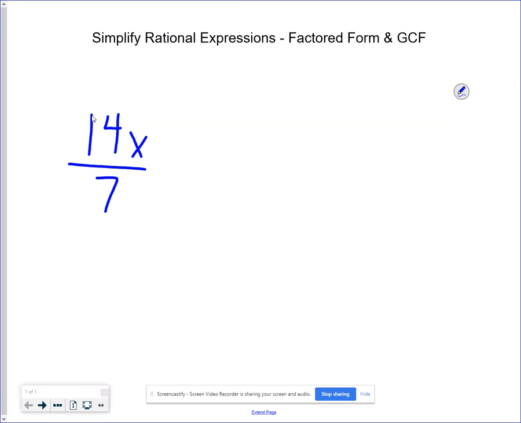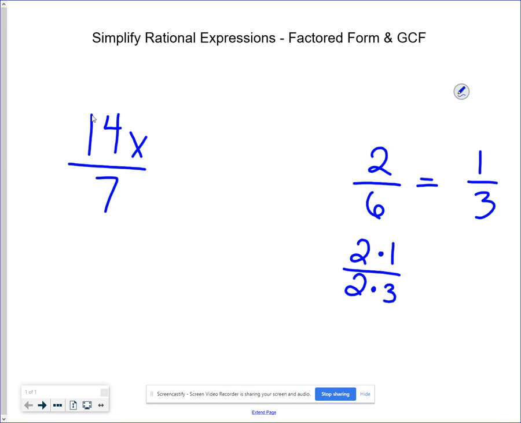Well, if we think back to middle school, let's say we had the problem 2 over 6. You guys should know how to simplify 2 over 6. That reduces down to 1/3. One way you can think about this is 2 as 2 times 1, and 6 as 2 times 3. The reason it reduces down to 1/3 is because the top and the bottom are written as products.